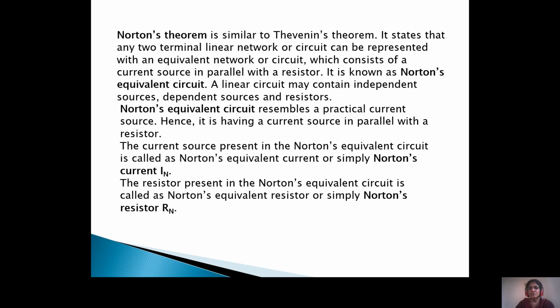The resistor present in Norton's equivalent circuit is called Norton's equivalent resistor, or simply Norton's resistor RN. In Thevenin's, we take Thevenin's resistance; here we consider Norton's resistance. So in any linear network with a number of sources or resistances, you replace them with a single current source in parallel with a single resistance. The single current source is Norton's current, and the single resistance is Norton's resistance.